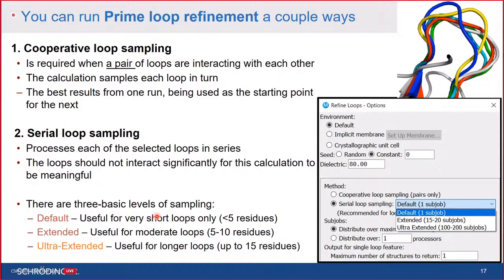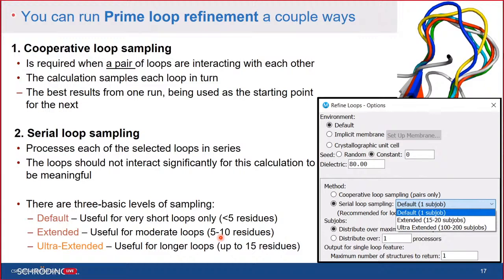Then there is another method, which is default, extended or ultra extended. It depends on the number of residues which you want to refine. For example, if you are going to refine fewer than 5 amino acid residues in the loop, then you can use the default method, which is followed by most software.